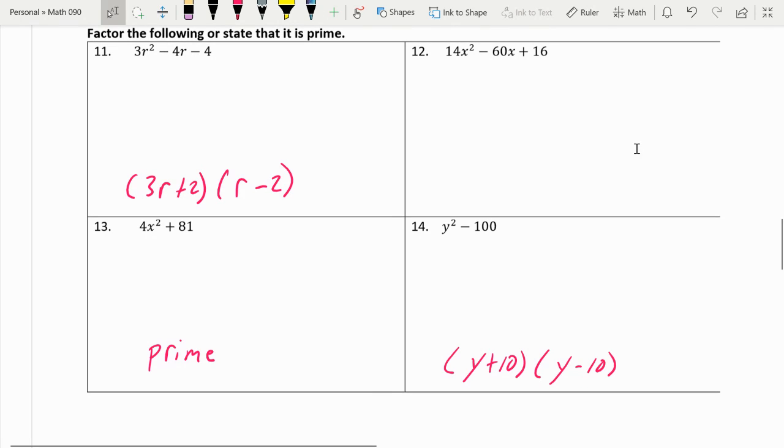Number 12. Number 12 is a pain in the butt one. All right, this is the ugly one. So if you look at all the coefficients, hopefully you'll notice that you can divide them all by 2. So I have a GCF, 2. What do I have left? 7x squared minus 30x plus 8.